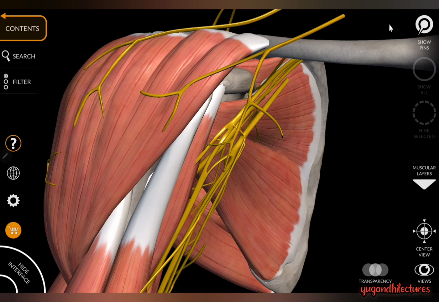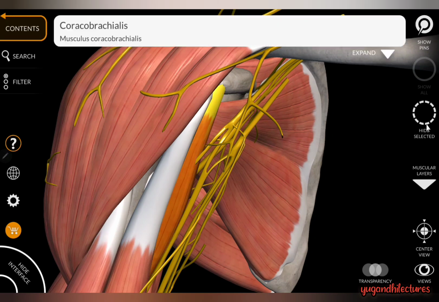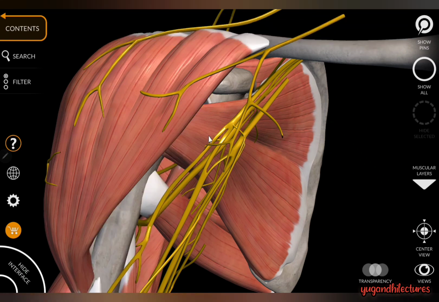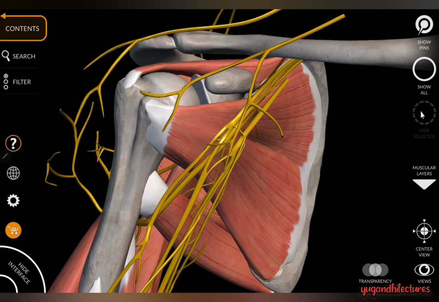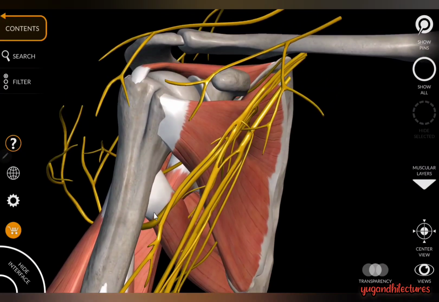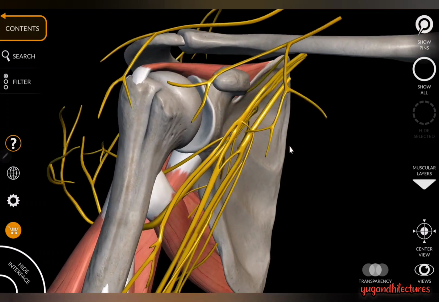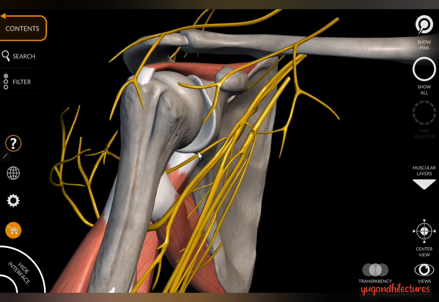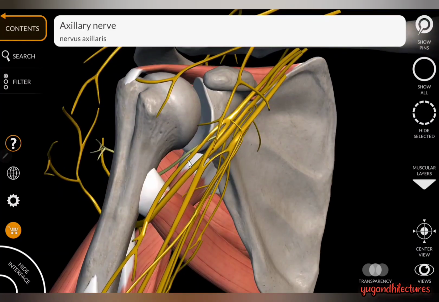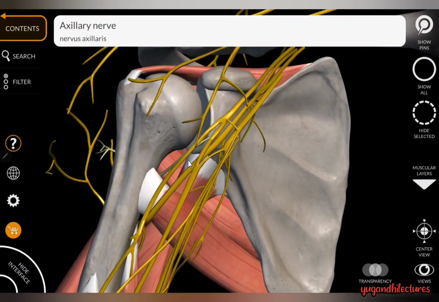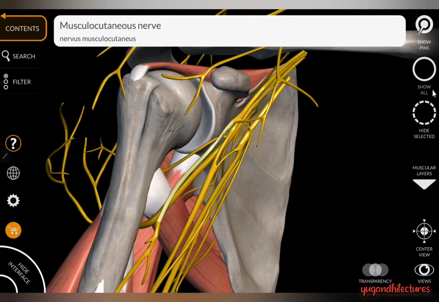Another important thing I would like to share with you. The axillary nerve is closely related with the shoulder joint. So I will show. For that I am removing all the muscles. I am removing the subscapularis muscle also. So here you can see the axillary nerve. See how it is closely related with the shoulder joint. I am removing all other nerves other than the axillary nerve.